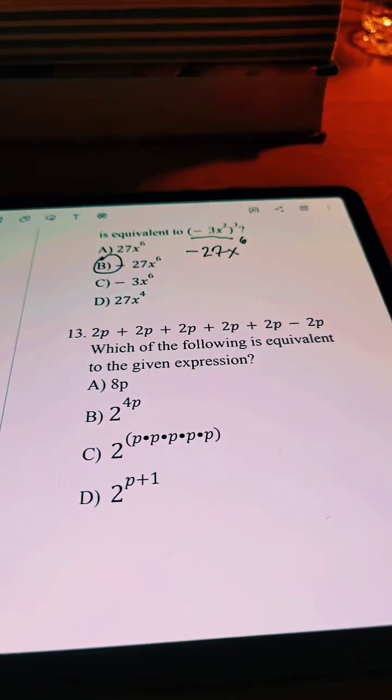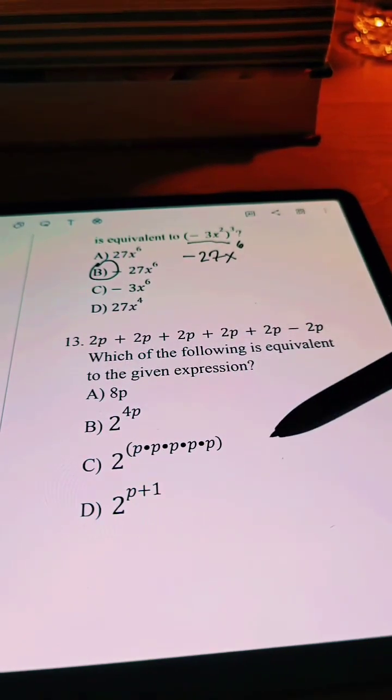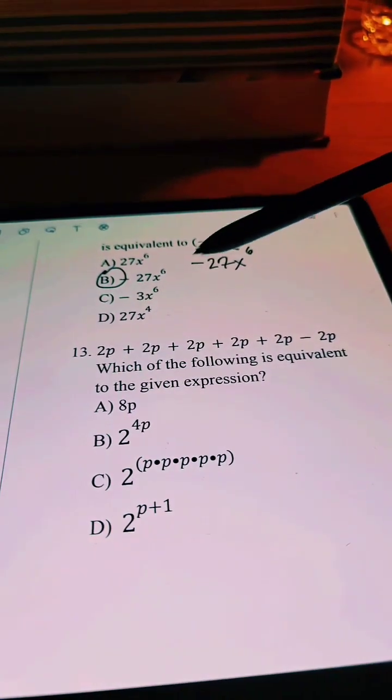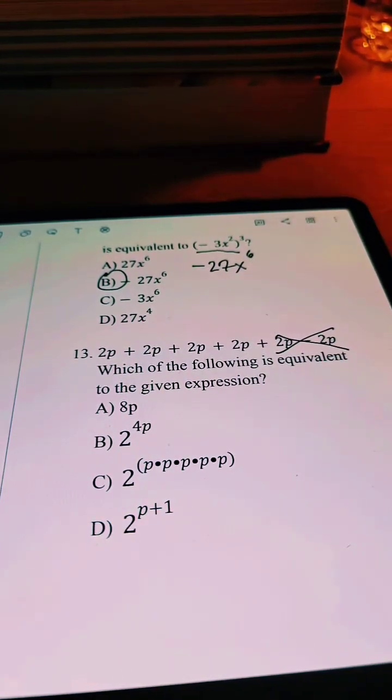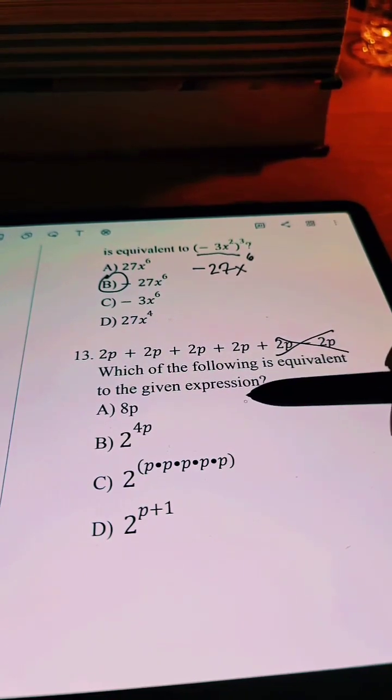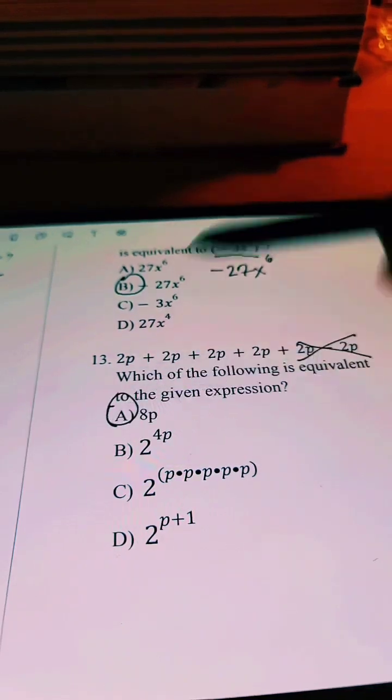Let's go to number 13. It says that we have all of this, and we want to know which of the following is equivalent to that. Okay, so we have, these can cancel out right here, so then it's just combining these like terms. So then that's just going to be 8p. Yeah, A right there.